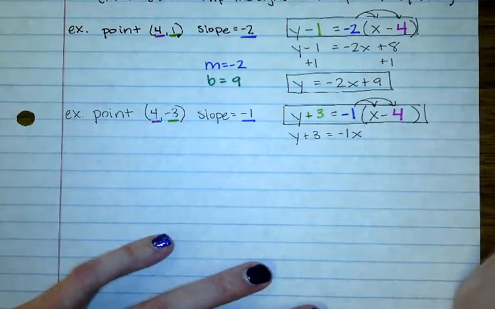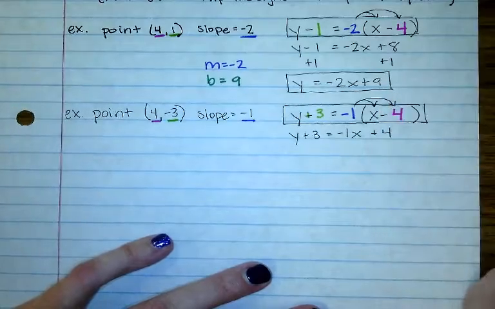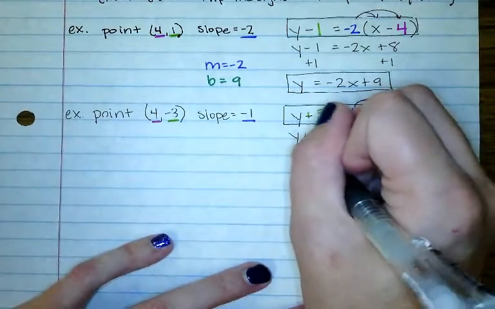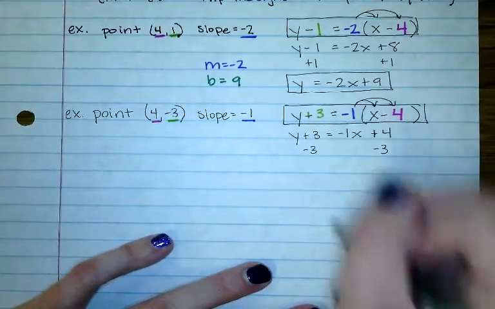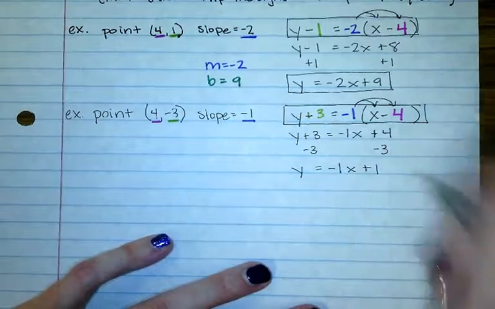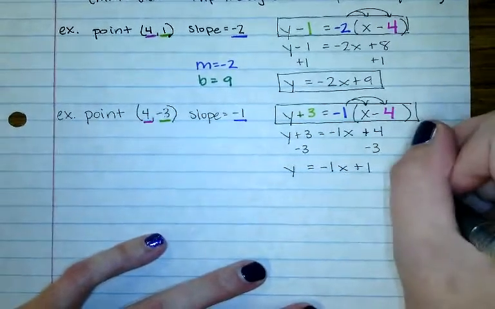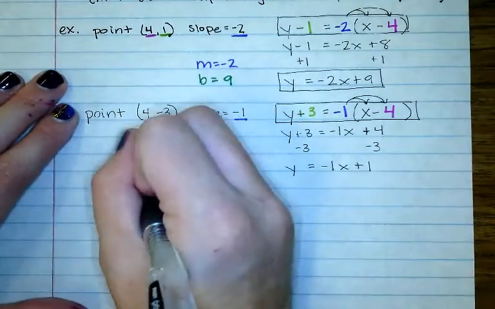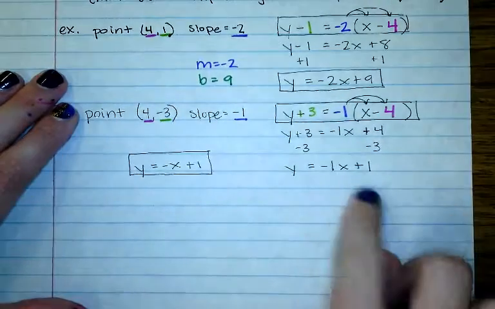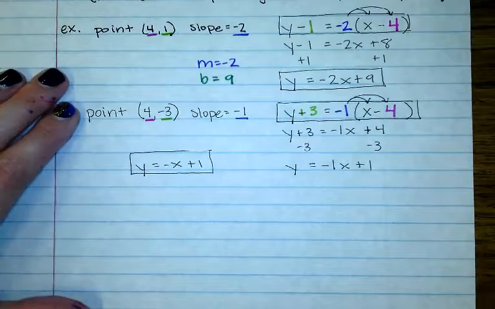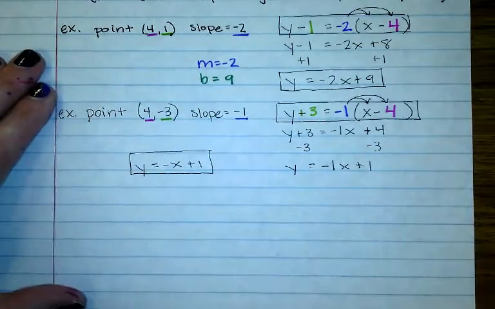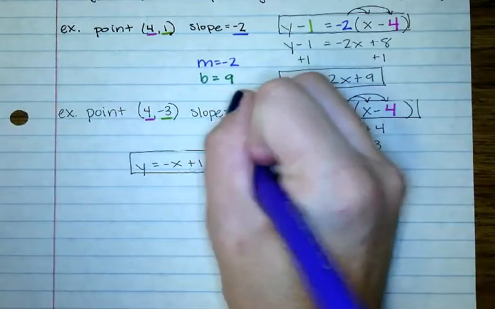And now we subtract our 3, our constant, to get the y completely alone. And this will be y equals negative 1x plus 1. Now, I would probably write this as y equals negative x plus 1. I would drop that invisible coefficient, but that's totally correct as well, okay? So in this equation right here, what is my slope again? My slope is negative 1, and what's my y-intercept? 1. All right?